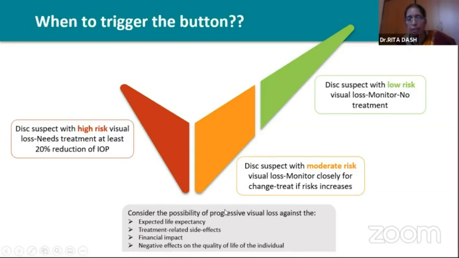Last but not the least, before starting treatment, one should consider the possibility of progressive visual loss against the expected life expectancy, treatment-related side effects, financial impact, and negative effect on the quality of life of the individual. We are treating the patient, not the disease only.